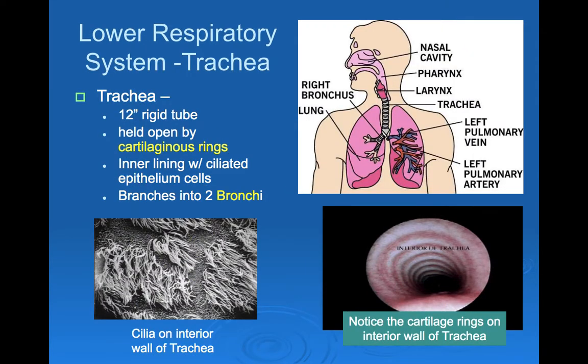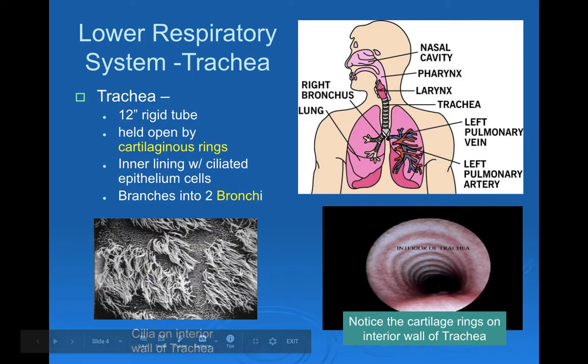Lower respiratory system. So the trachea, which is this guy right here, kind of looks like the bendy part of a bendy straw. It's a 12-inch rigid tube. It's held open by cartilaginous rings. The inner lining has ciliated epithelium, and it branches into two bronchi, or bronchi, some people say.